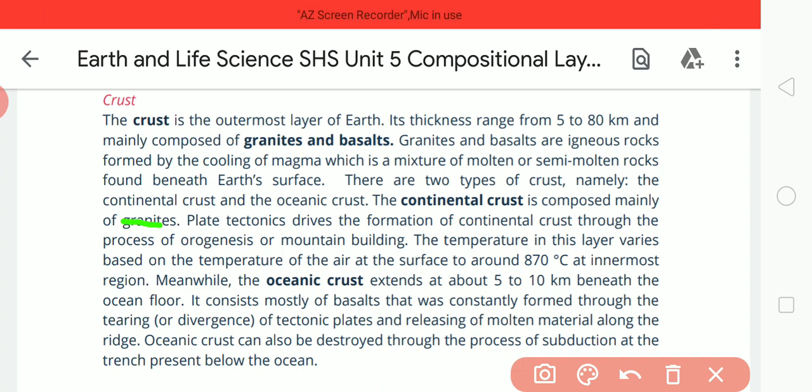So I've already mentioned, class, that continental crust is the type of crust we can find in the different continents of the world, just like the African continent and the Asian continent. Those are continental crust. Now, continental crust is formed through orogenesis or mountain building. The temperature in the continental crust varies from the temperature of the air at the surface to around 870 Celsius at the innermost region.